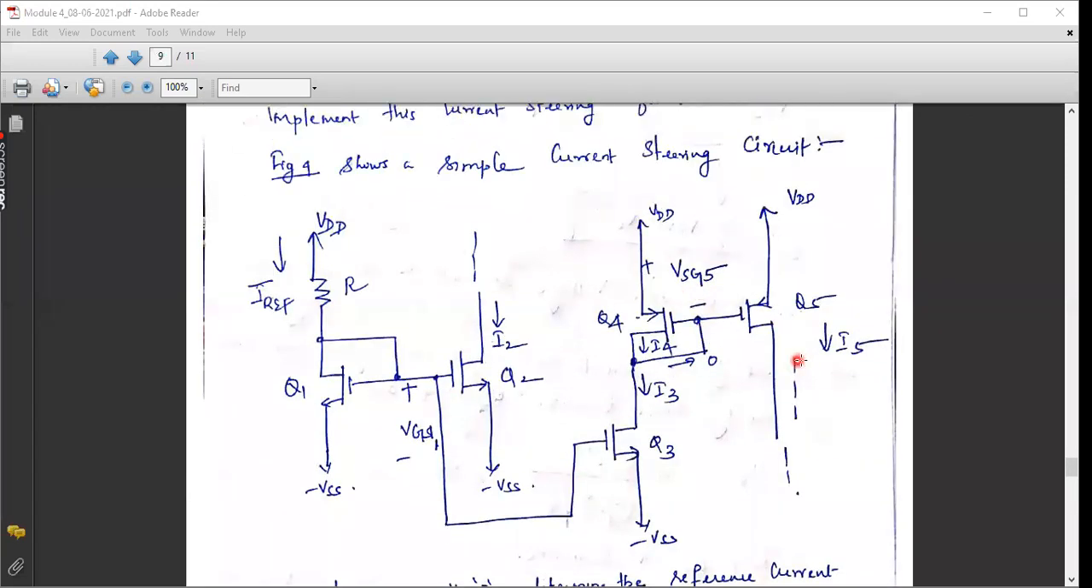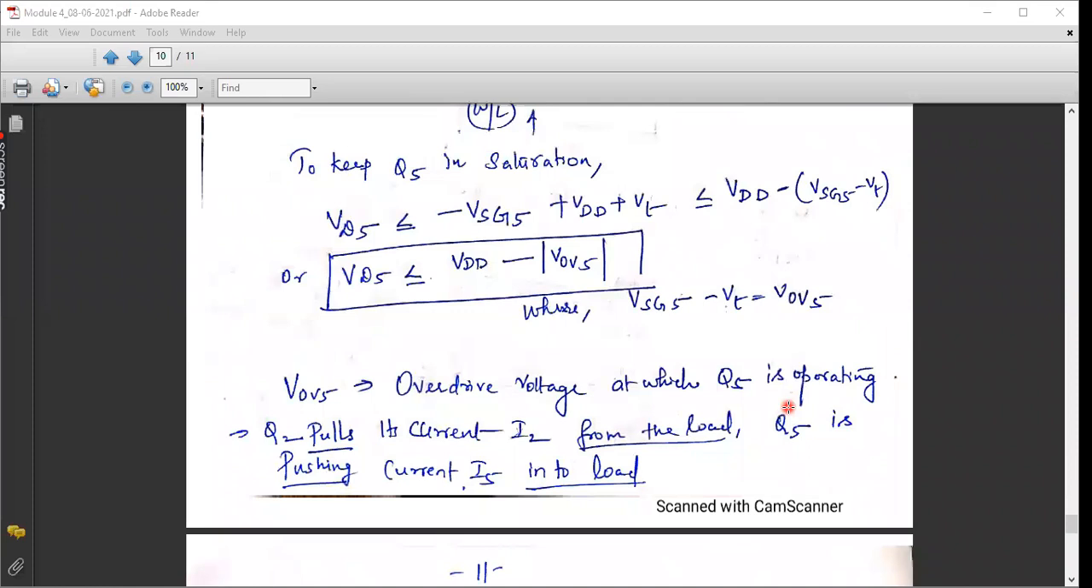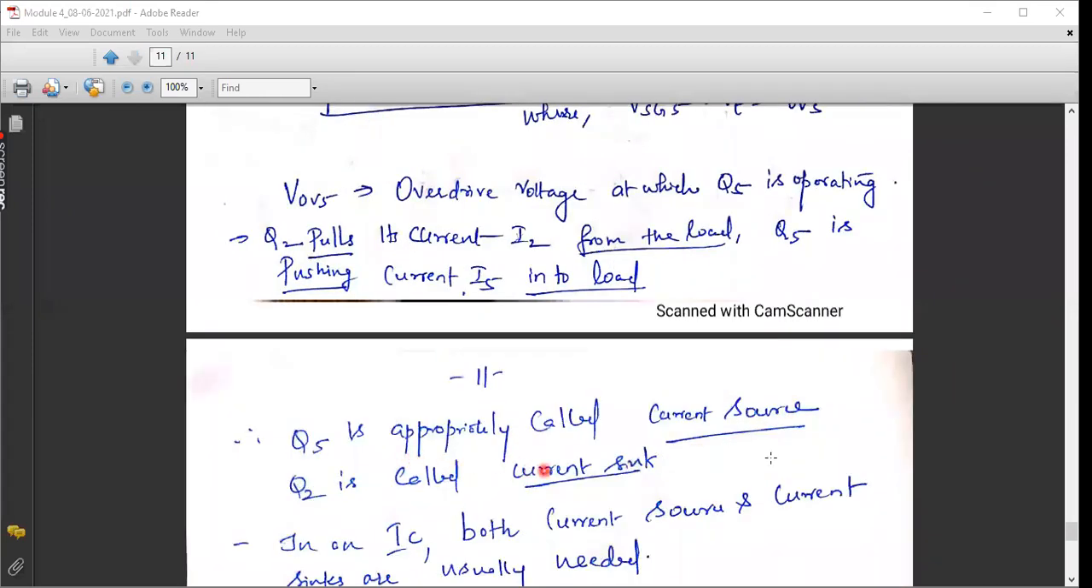Whereas if you see the transistor Q5, you will be connecting the load at the drain terminal of Q5. So Q5 is pushing its output current to the load. One is pulling and another one is pushing. So this can be considered as the source and this can be considered as the sink. Since it is delivering a current to the load, I'll be calling it a source transistor, while the previous one is a sink. So Q5 is a current source and Q2 is a current sink.